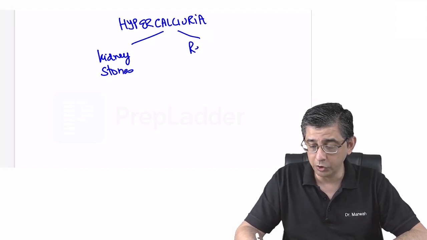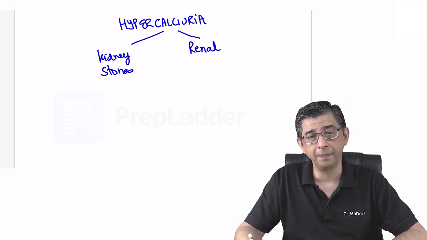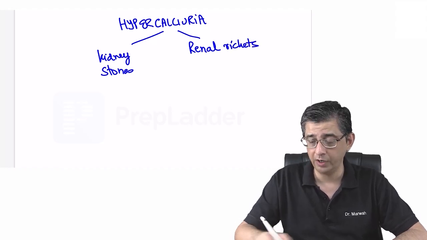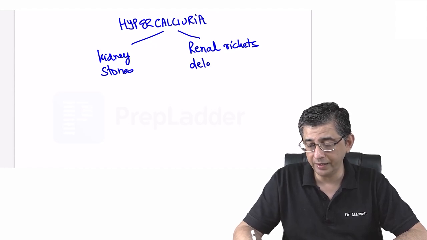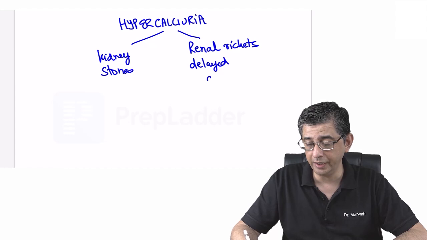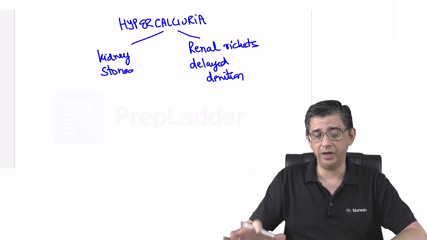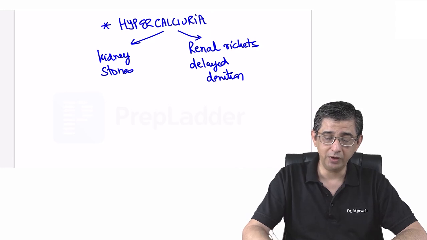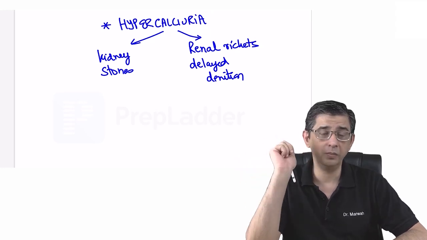Or because there is a urinary calcium wasting, so the manifestations would be that of renal rickets, and therefore you could be having delayed dentition, or you could be having a delayed closure of the anterior fontanelle, all those aspects that you read in pediatrics. The message here is hypercalciuria is an important feature that you will encounter in patients of Bartter.